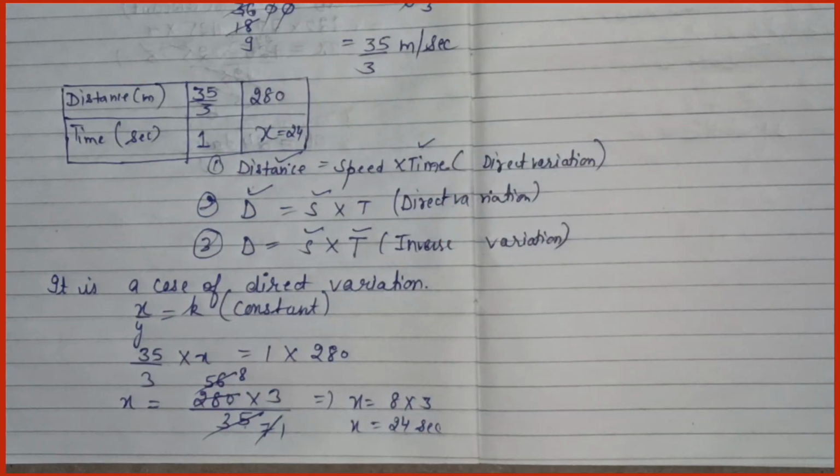So the time taken by the train to pass a man standing on a platform is equal to 24 second. So this is the solution of our fifth question.